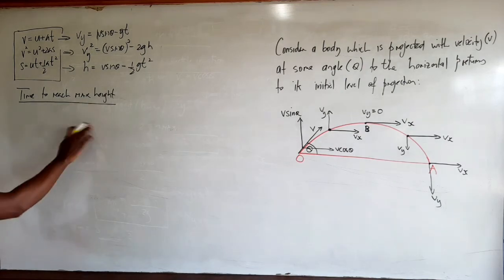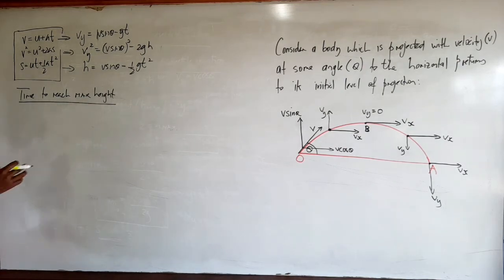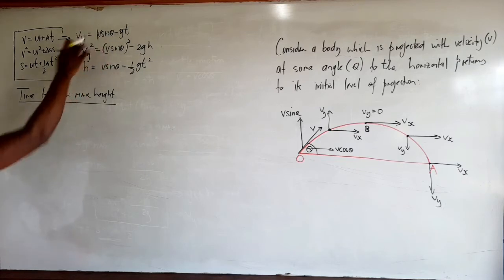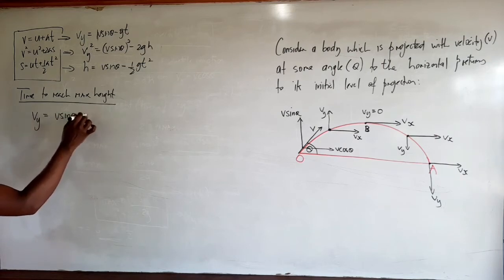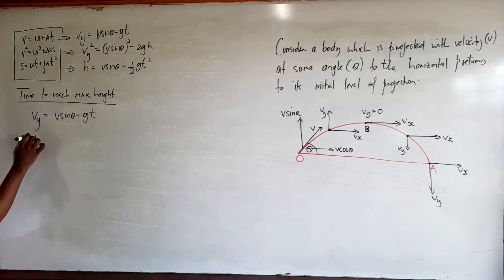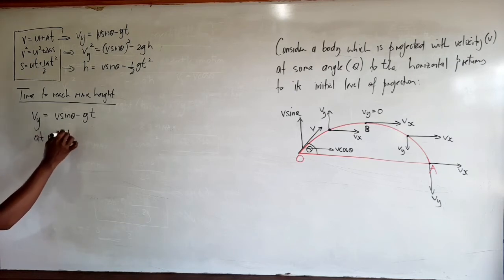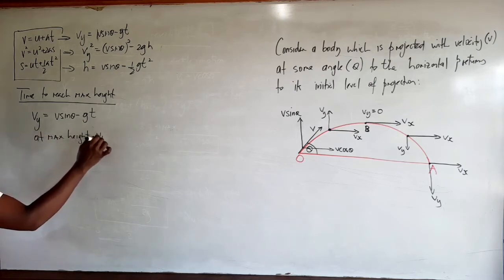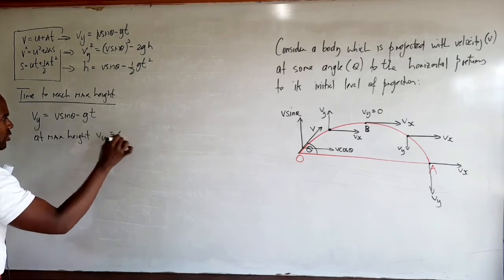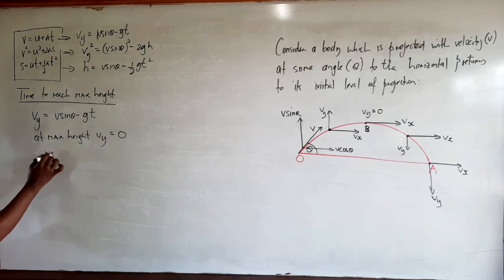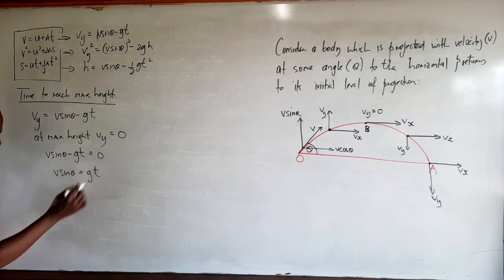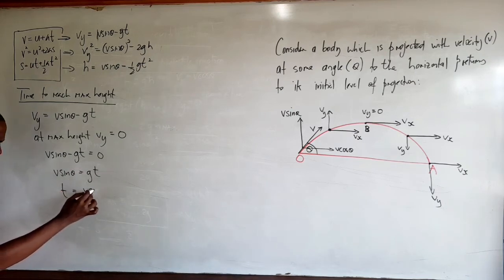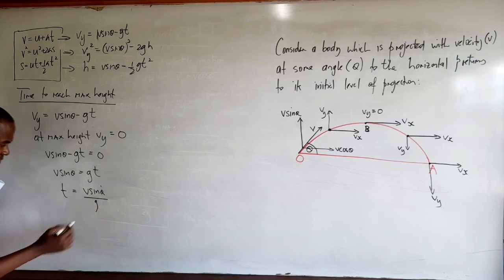Now, time to reach maximum height. We need an equation which includes vertical velocity and time, so we use this one, and we can say that Vy is equal to v sine theta minus gt. But of course, at the maximum height, the vertical component of the velocity Vy is equal to 0. And so we have v sine theta minus gt is equal to 0. V sine theta is equal to gt, and therefore t is equal to v sine theta over g, right?